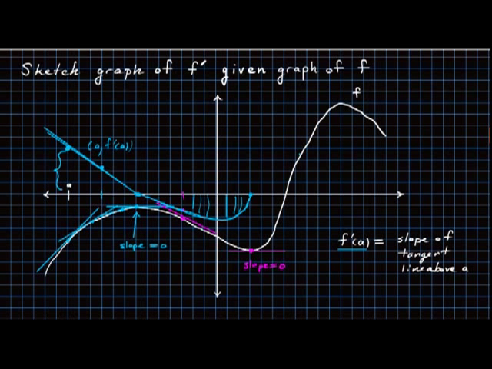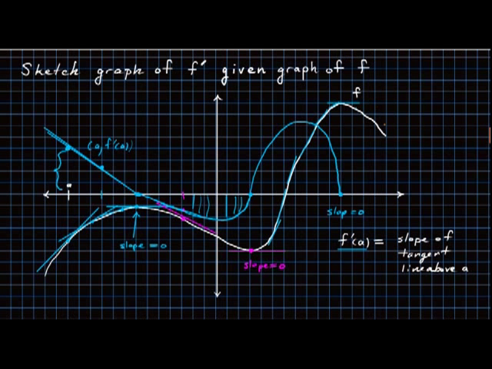Then in this region, I actually have an increasing function, so the slopes are positive. All these slopes of these tangent lines are all positive. They're positive up until this point, when again the slope is 0. So the value of f prime, which is the slope of f, is going to be positive up until I get to this point where the slope is 0.